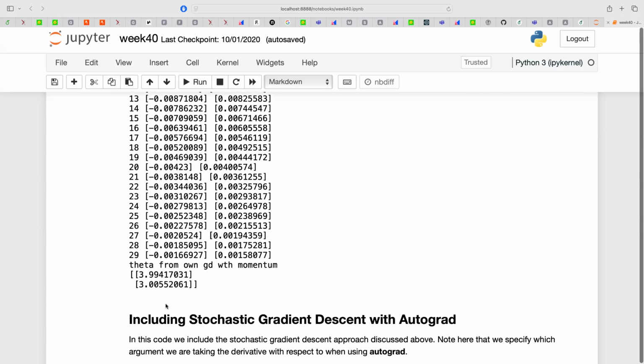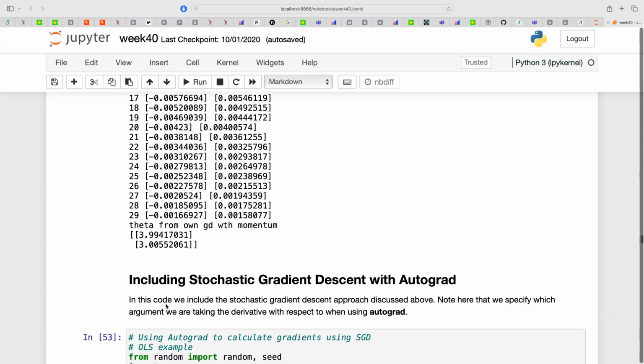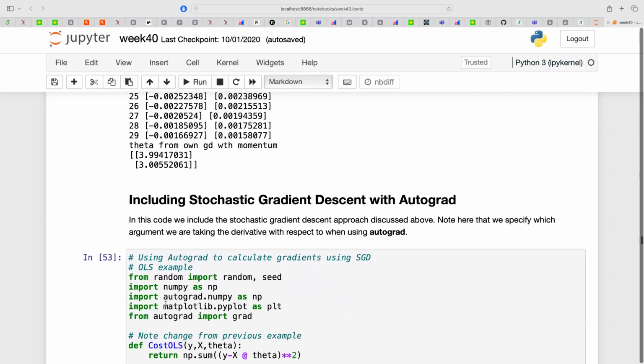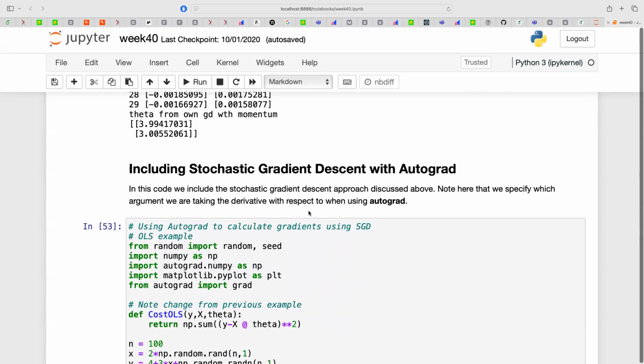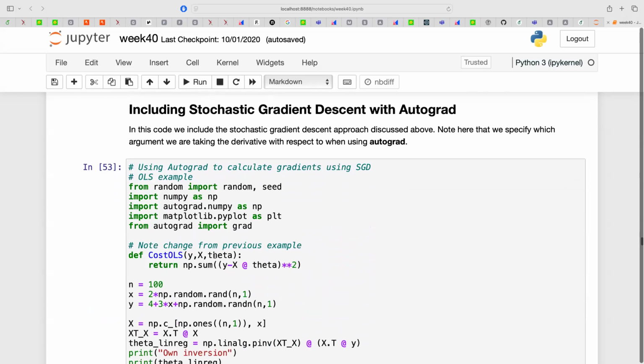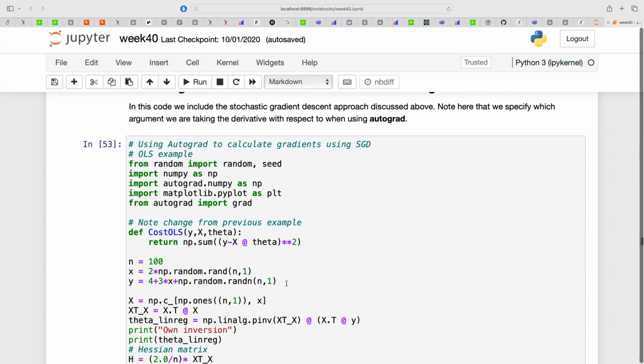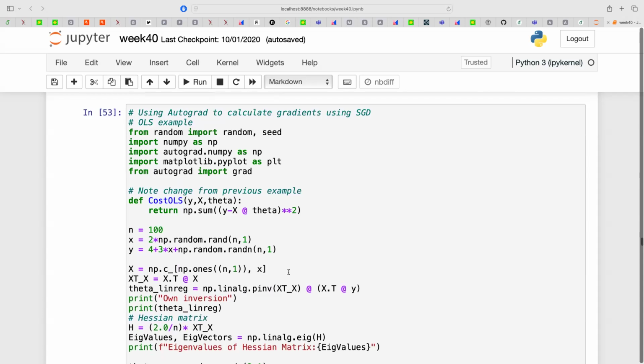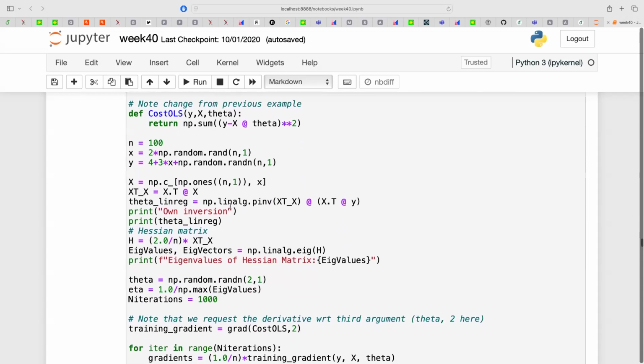So you can do ADA-grad with and without momentum. But when you do root mean square propagation, you have actually baked it in, and the same with ADAM. Here, we include a stochastic gradient descent with automatic differentiation. So the cost function is still the same as before. It takes as arguments y, x, and theta. And this is the cost function which we are evaluating as before for ordinary least squares. But now we are dealing with stochastic gradient descent. I'm comparing with standard matrix inversion, as you see here.